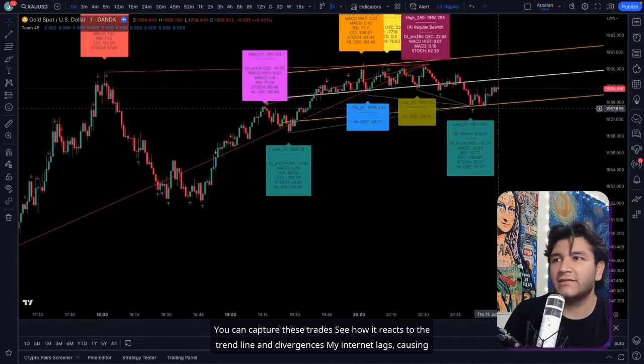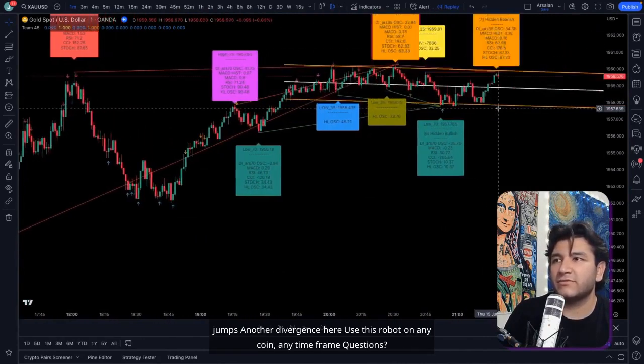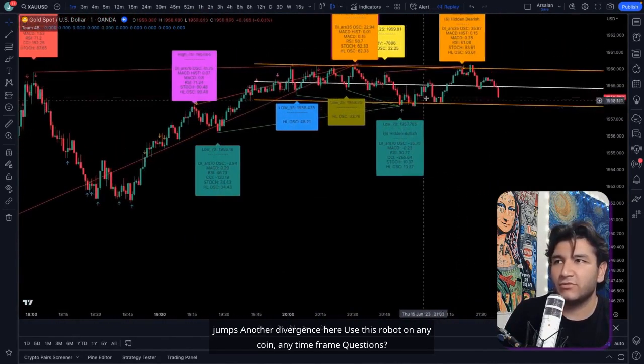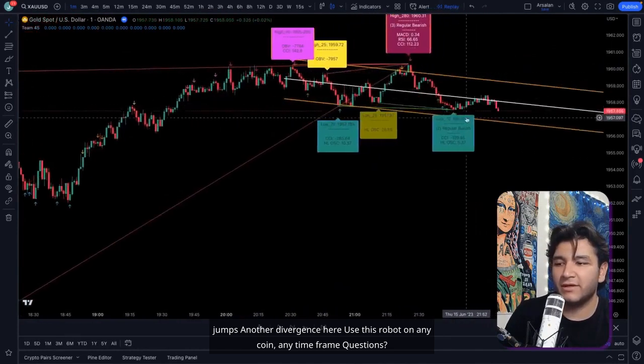My internet lags, causing jumps. Another divergence here. Use this robot on any coin, any time frame.